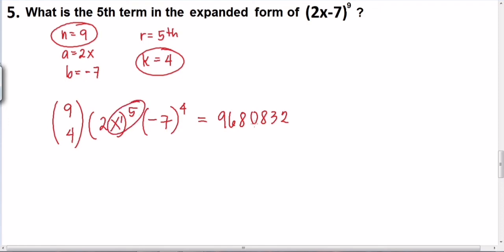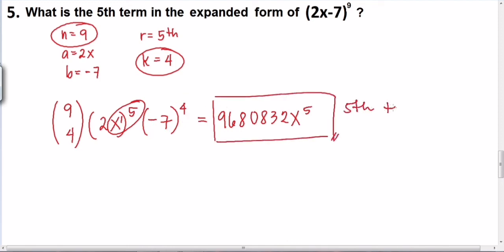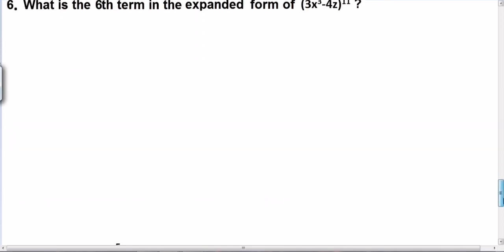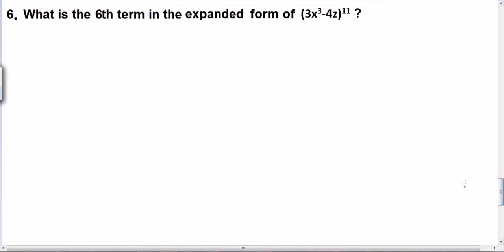So, x raised to 1 raised to 5. So, 1 times 5 is 5. So, x raised to 5. Ito wala ng letter. So, this is the fifth term. Ito yung fifth term sa expanded form of 2x minus 7 raised to 9. Okay? Sige, let us have the last example. So, we have here, what is the sixth term in the expanded form of 3x cubed minus 4z raised to 11? So, again, ang n natin dito, yung exponent is 11.